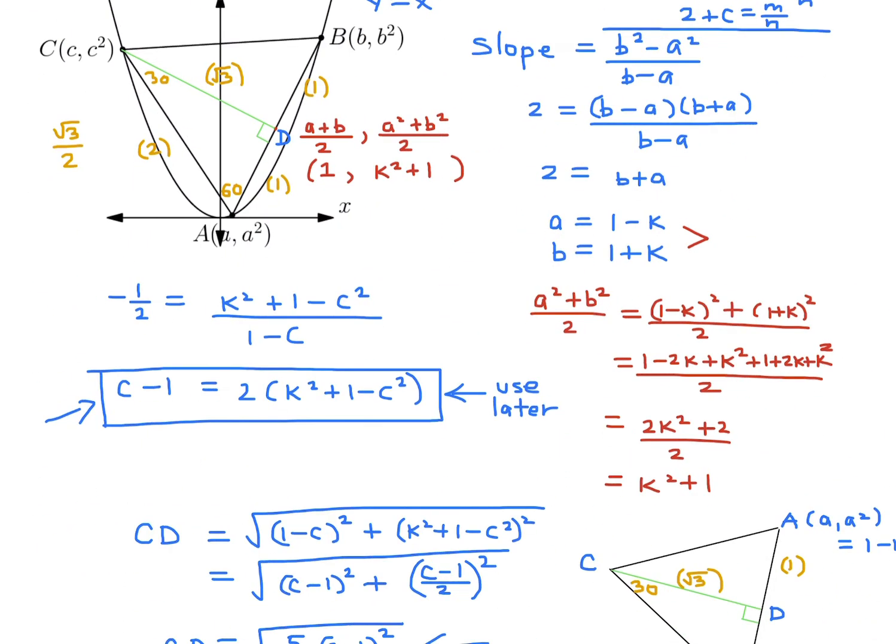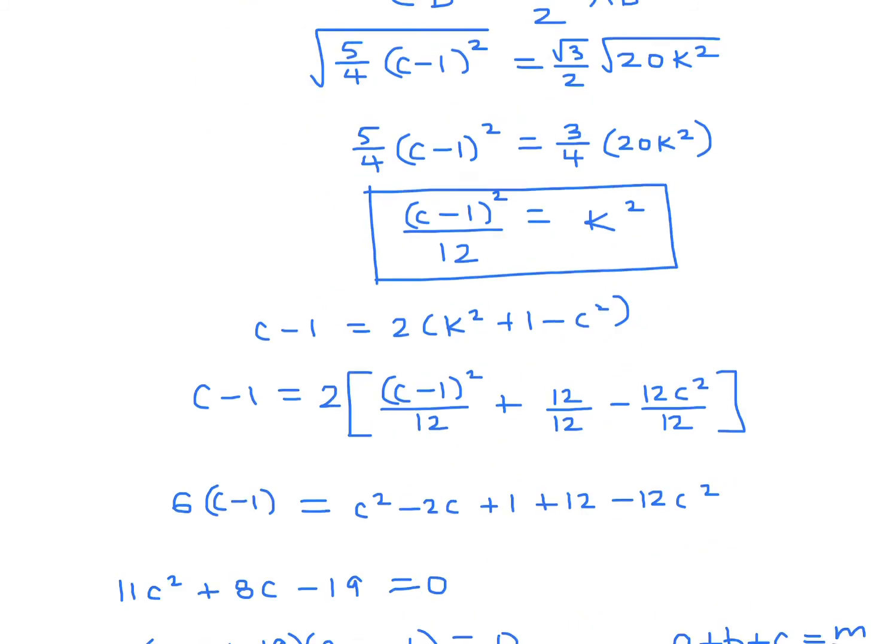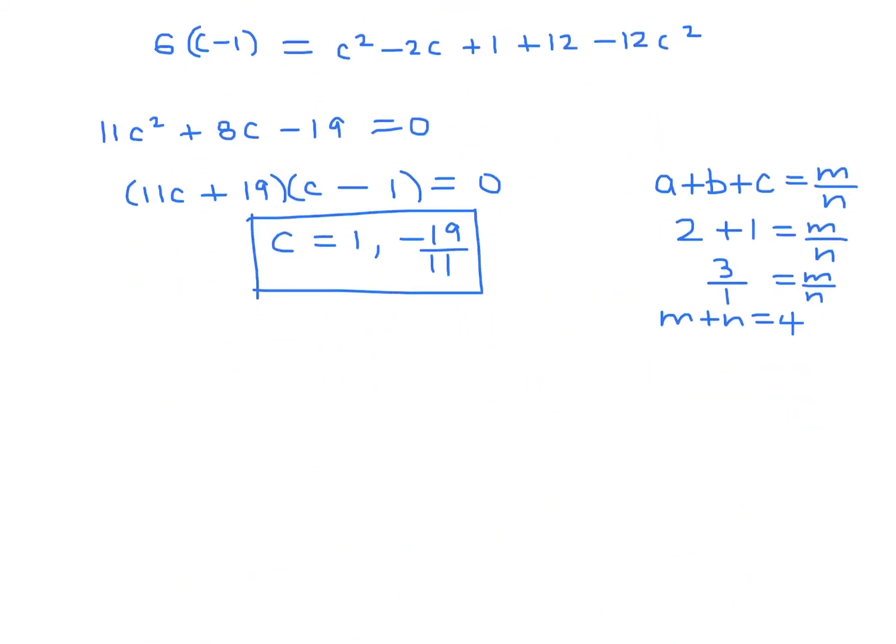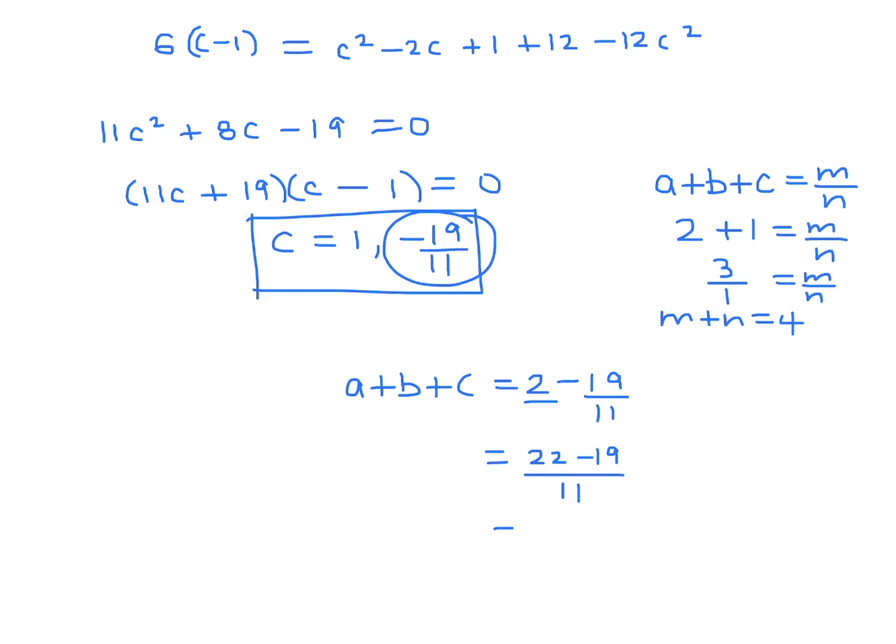No, it's not. Okay, it's fine. Let's try the other value for c. C therefore must be this guy, so a plus b plus c, 2 plus, well actually it would be negative 19 over 11. So I'll get a common denominator. 11 is the common denominator, so we got 22 minus 19 over 11.